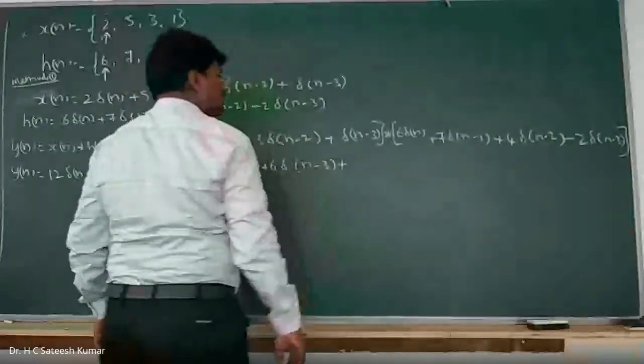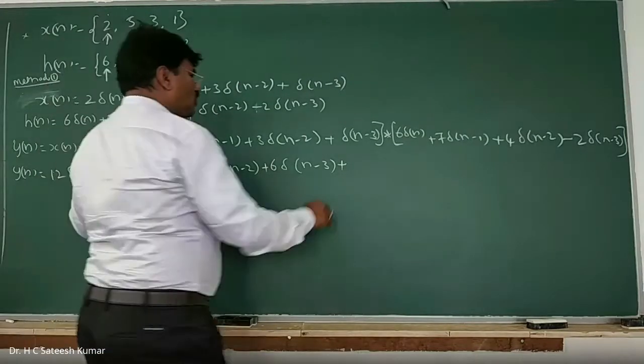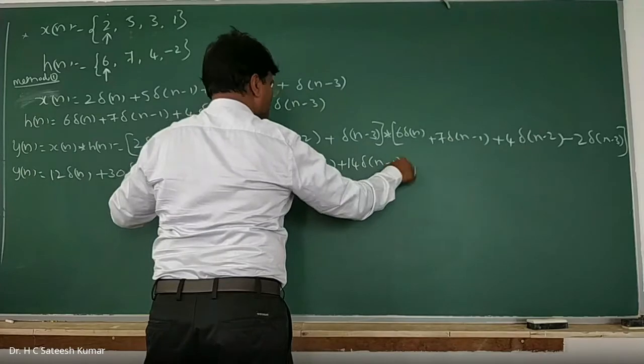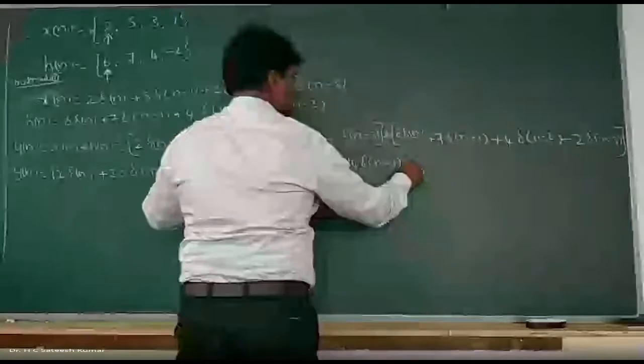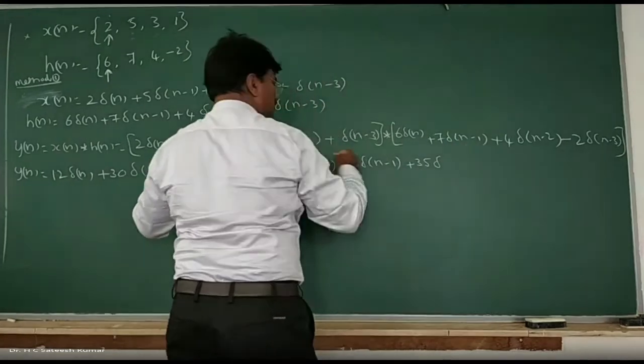Plus 7 into 2, 14. 7 into 4, 14 delta of n minus 1. Next, 35. 35 delta of n minus 1. N minus 1 means n minus 2.